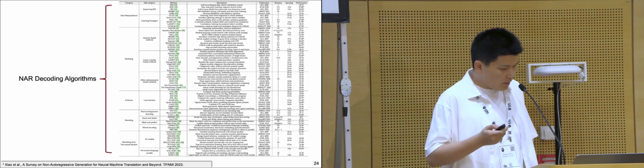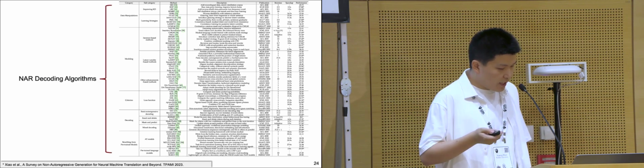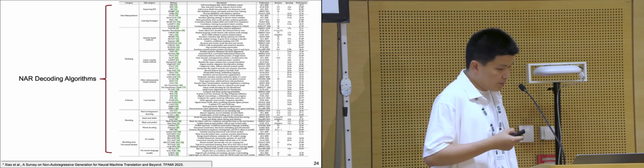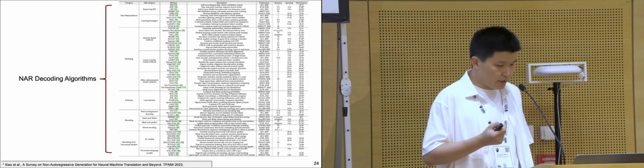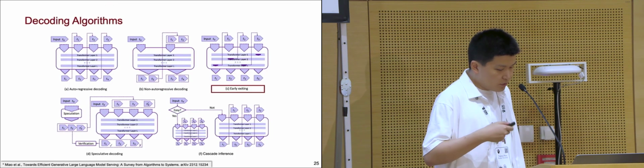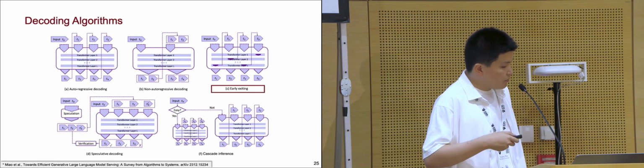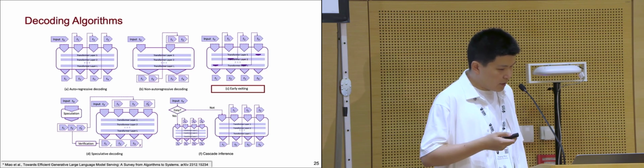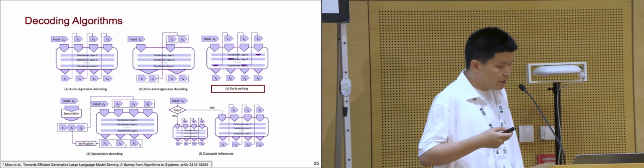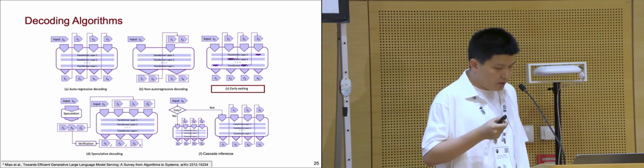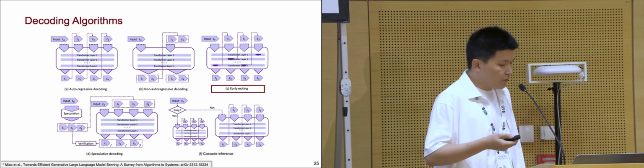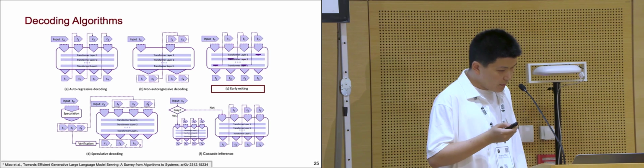To address this problem, one representative line of work is to abandon the autoregressive generation paradigm and decode the output tokens in parallel. It's called non-autoregressive decoding, which was first proposed in 2018 for machine translation acceleration by breaking the word dependency during decoding and assuming a certain degree of conditional independence.